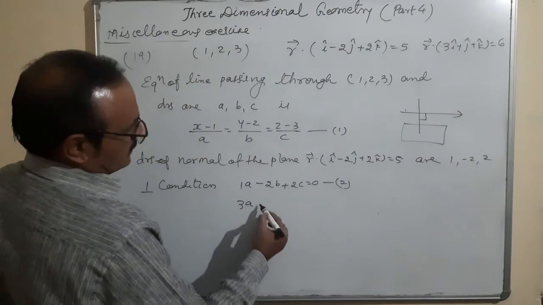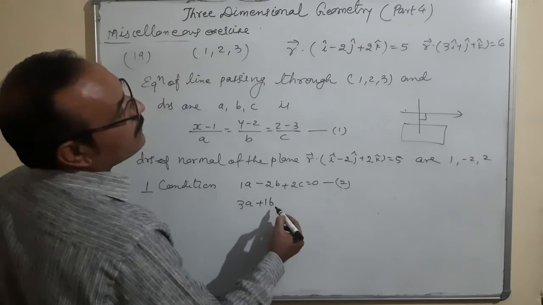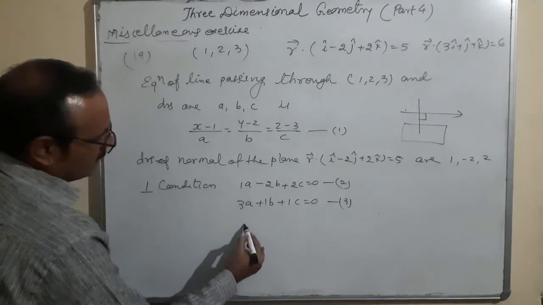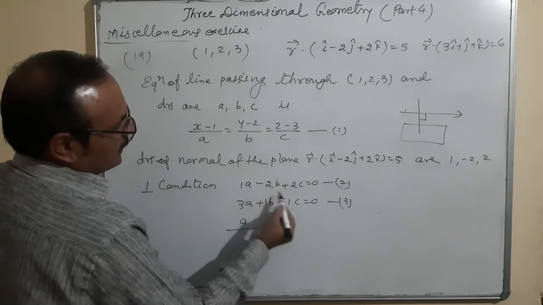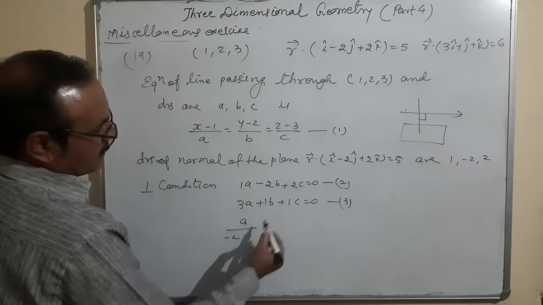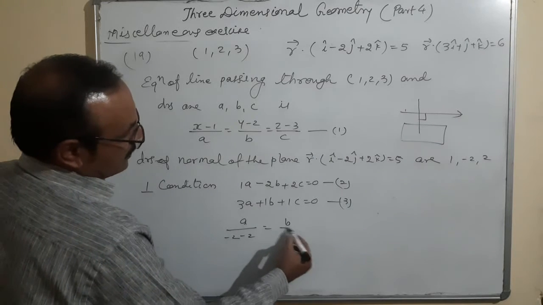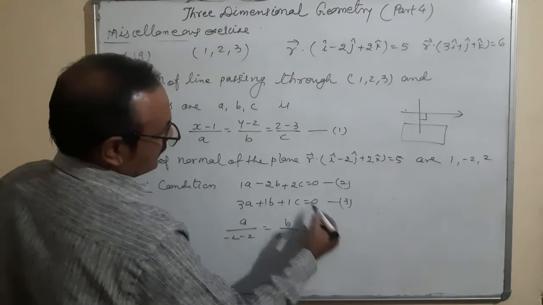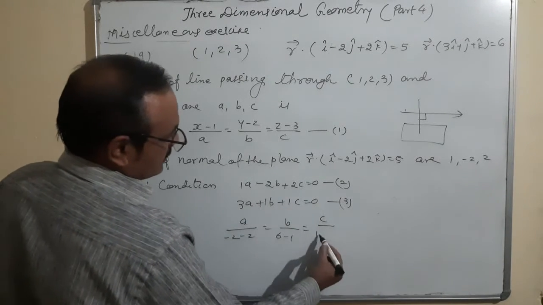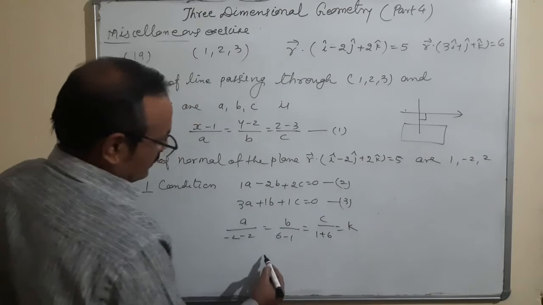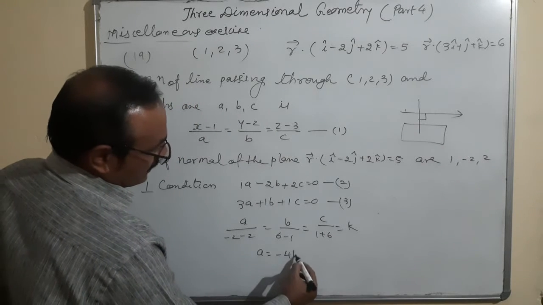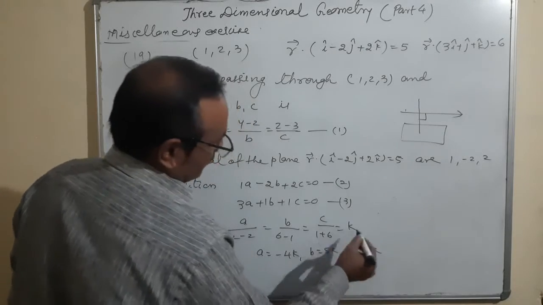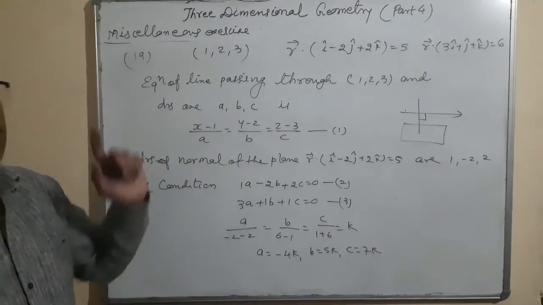So 3A plus 1B and plus 1C is equal to 0, third. Okay, finding A, B, C in the form of ratio: A upon minus 2, minus 2, B upon 6 minus 1 and C upon 1 plus 6 is equal to k. So A is equal to minus 4k, B is equal to 5k, C is equal to 7k. Okay, these values will be substituted here.